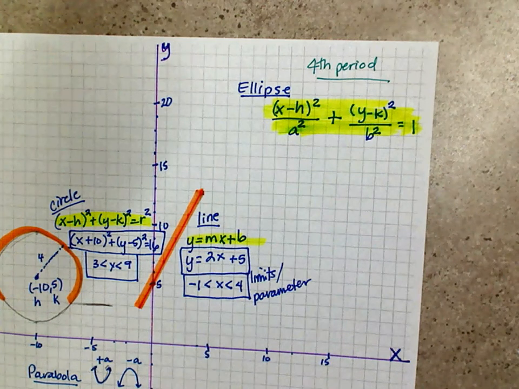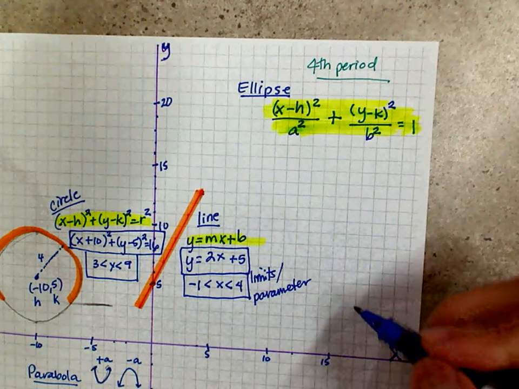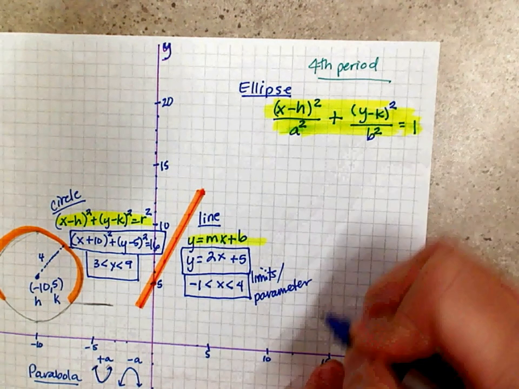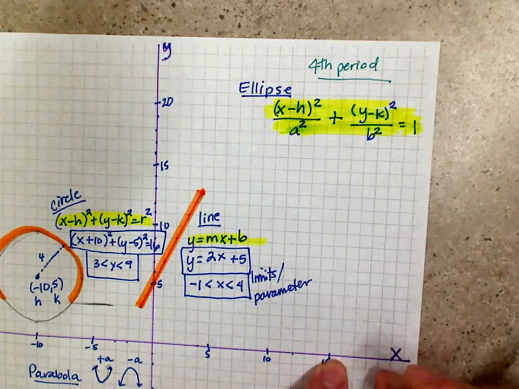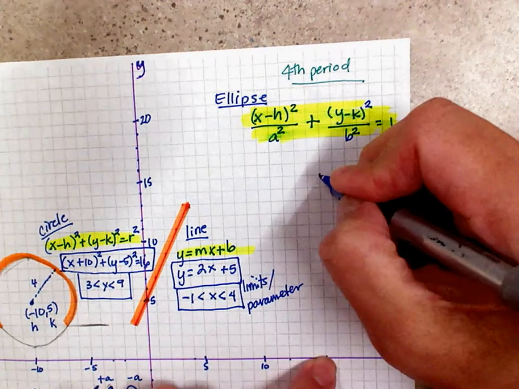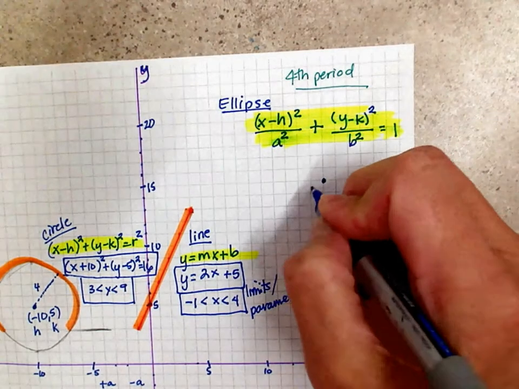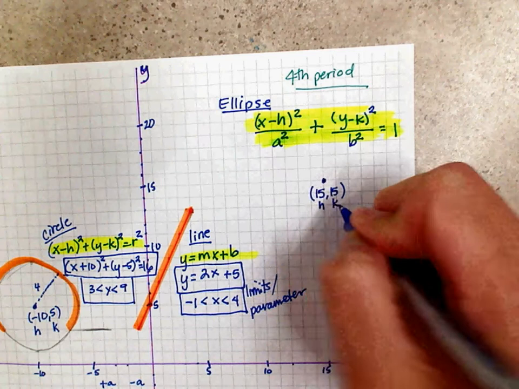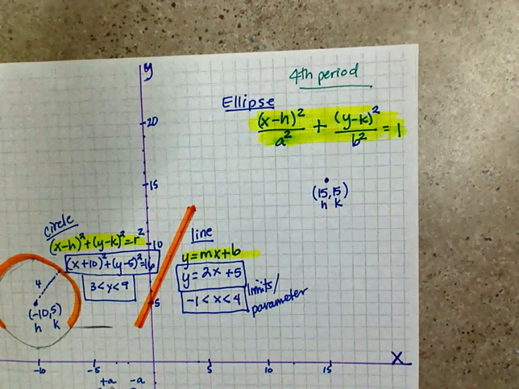Okay, let's pick a point. What point do you want to be at the center? 15, 15, 15? Now you see why I use 4 quadrants. It's a lot easier to try to do that, right? 15 and 15, okay? So there's my center, 15, 15. Here's your H, here's your K, in case you've forgotten.